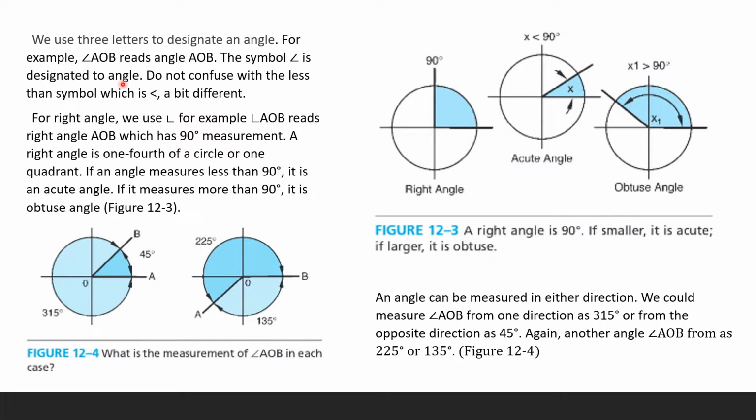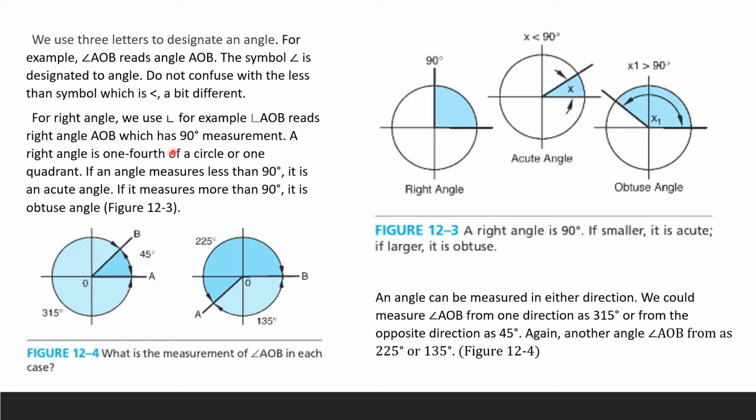When we define an angle, we use 3 letters to designate an angle, for example, angle AOB. You read it as angle AOB for this little symbol. The angle symbol is designated to an angle, and do not confuse it with the less than symbol, which looks like this. That one is more linear, while this one is kind of slanted, so a bit different.